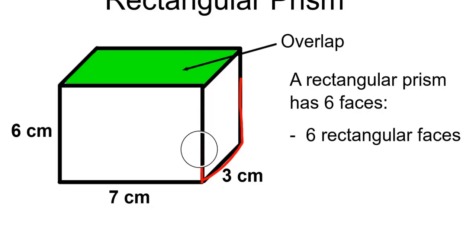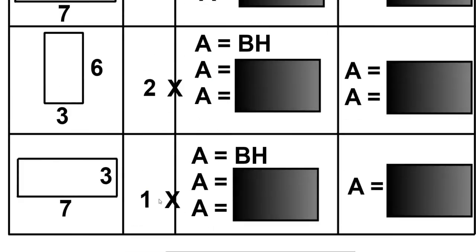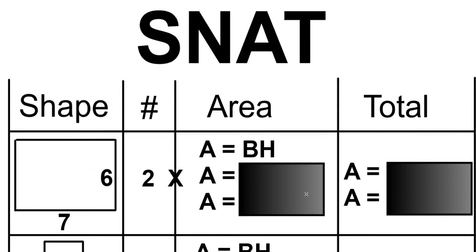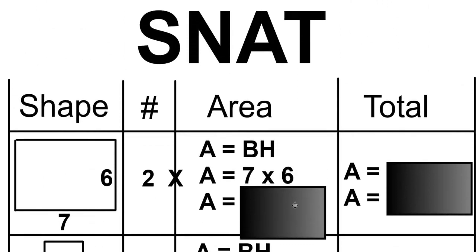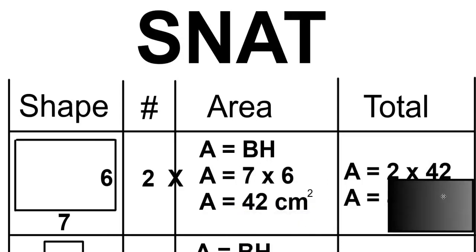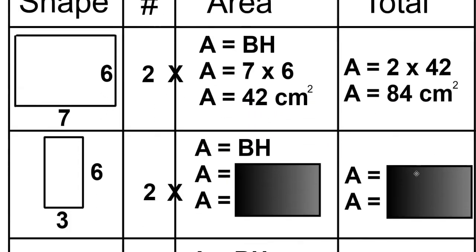And the last rectangle we have to account for would be on the bottom. And that will have dimensions of 7 centimeters and a height of 3 centimeters. And again, we don't count the top as it's overlap, so we will only multiply this by 1. So area is equal to base times height. Area is equal to 7 times 6. Area is equal to 42 centimeters squared. There's 2 of them, so we'll multiply that by 2, which gives us a total of 84 centimeters squared.